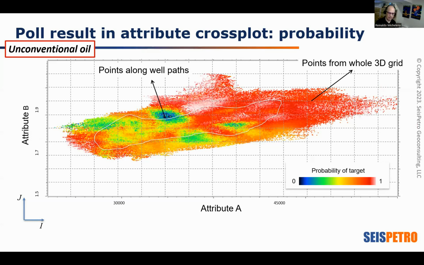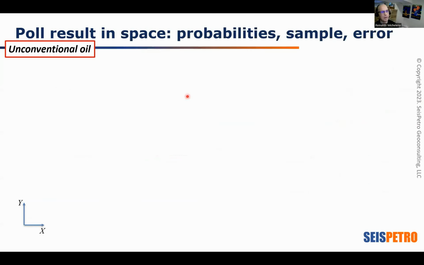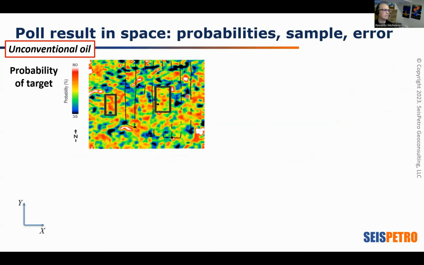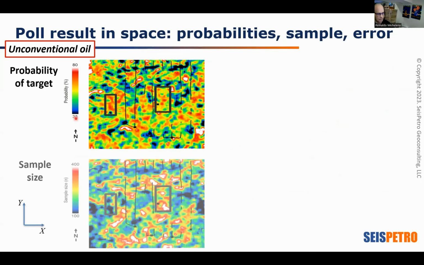Okay, so when we take these probability results back to the space domain, this is what we get in this example from the unconventional oil. We get the probability of the target. Here we have the 8 horizontal wells, and the colors are the probability of the target expressed as a percentage. We also get the sample size. As we can see, the sample size can vary. In this case, the scale goes from 100 to 400 samples. So it varies across the area, which means that not all the points are equally well calibrated with the well information that we have.